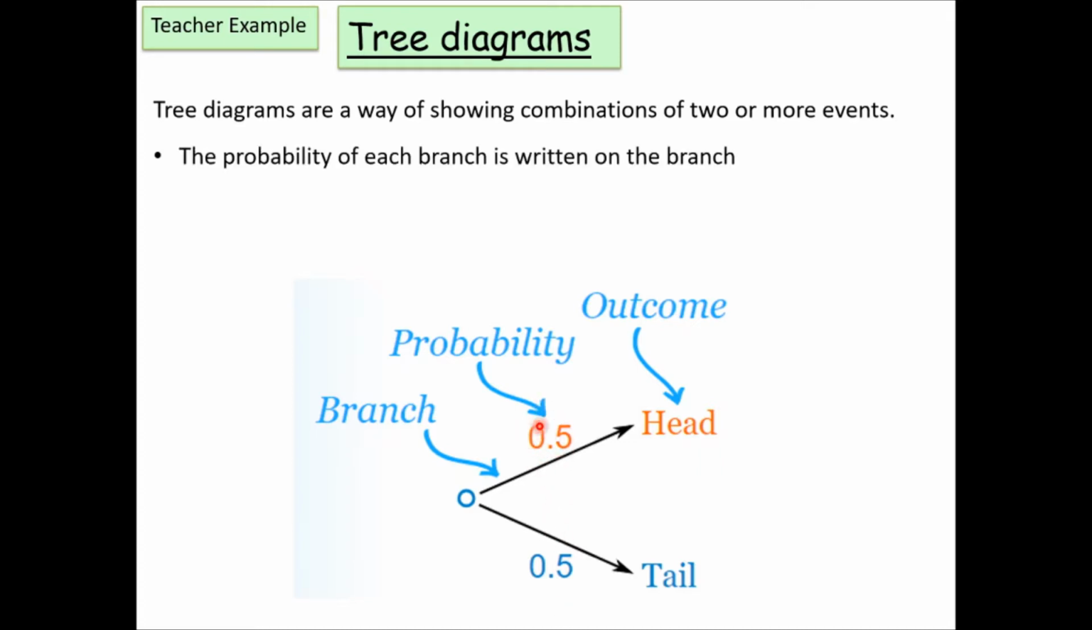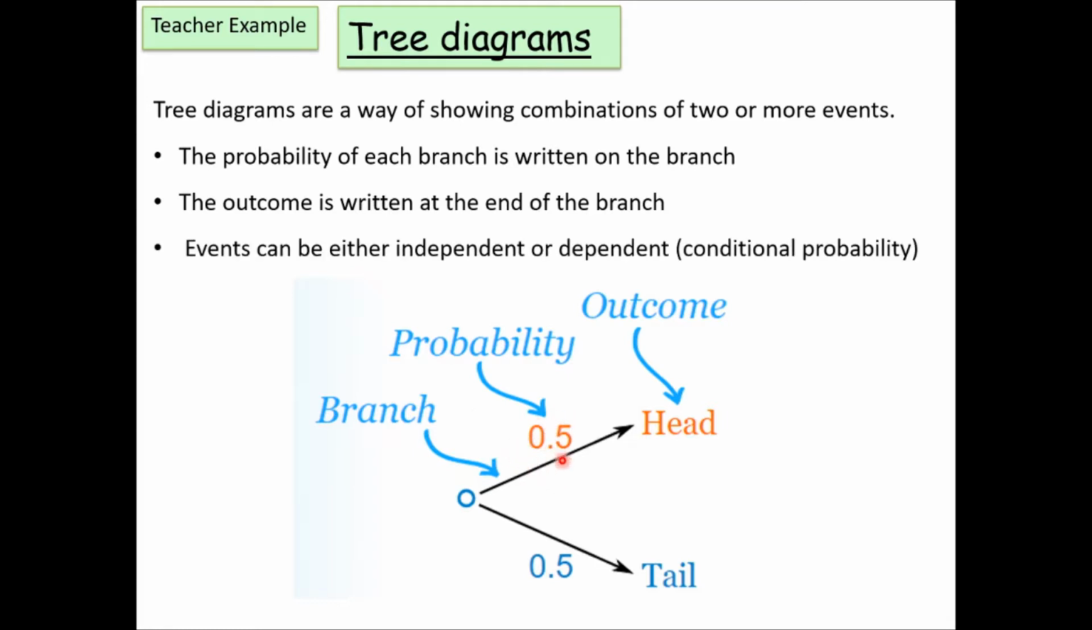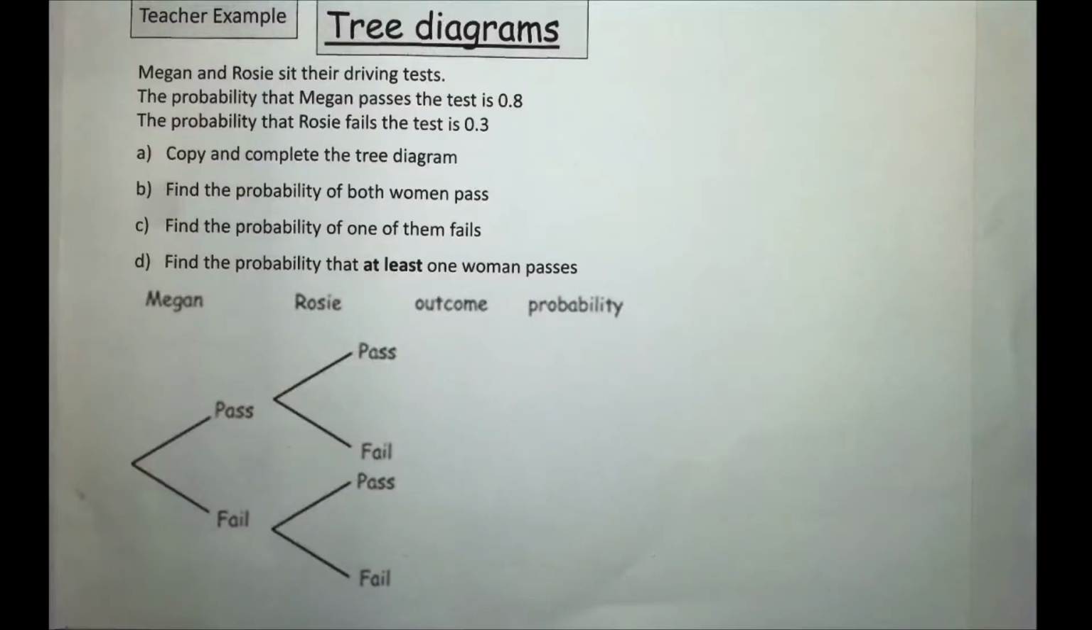And on each of the branches, you would then write the probability of each outcome. For example, the probability of getting a head when you flip a coin is 0.5, and the probability can be written out as fractions or decimals. In this example, we've given some information about two people who sit their driving test, and we're giving the probabilities for Megan passing and Rosie failing, and we're asked to complete the tree diagram and then work out some of the probabilities.